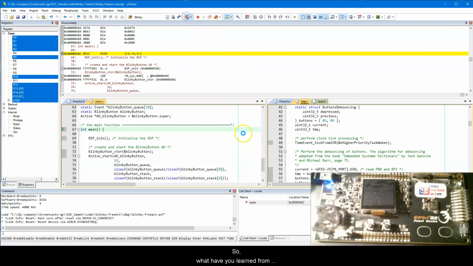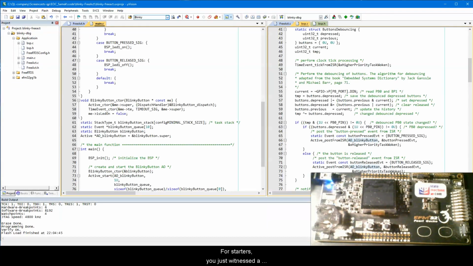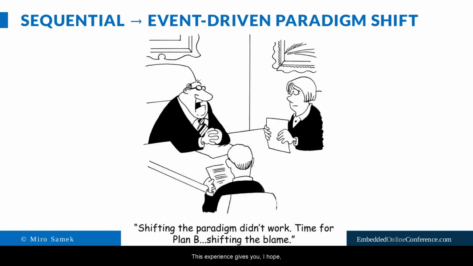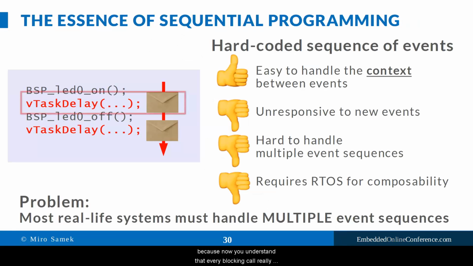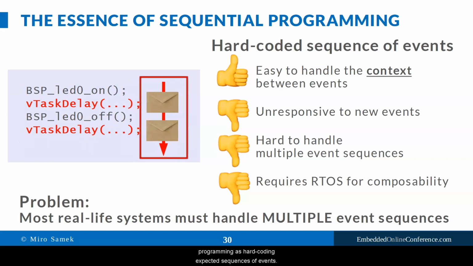So, what have you learned from all this coding? Well, I hope quite a lot, actually. For starters, you just witnessed a paradigm shift from the traditional sequential programming with blocking to event-driven programming without blocking. This experience gives you, I hope, a new perspective on the traditional sequential programming, because now you understand that every blocking call really corresponds to an event. Consequently, you can now view sequential programming as hard-coding expected sequences of events.